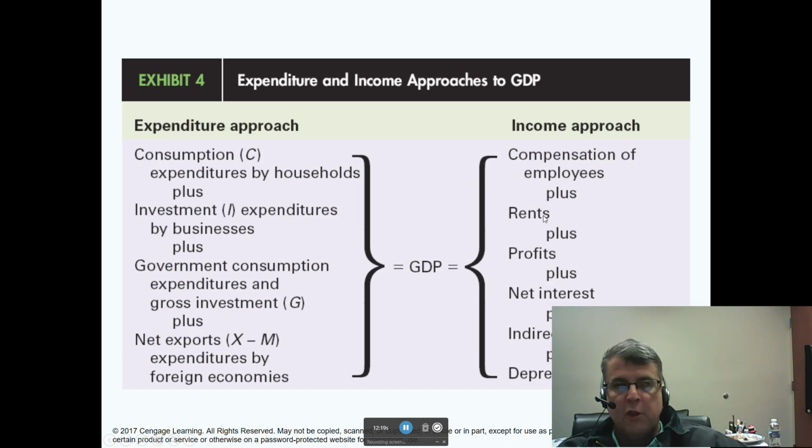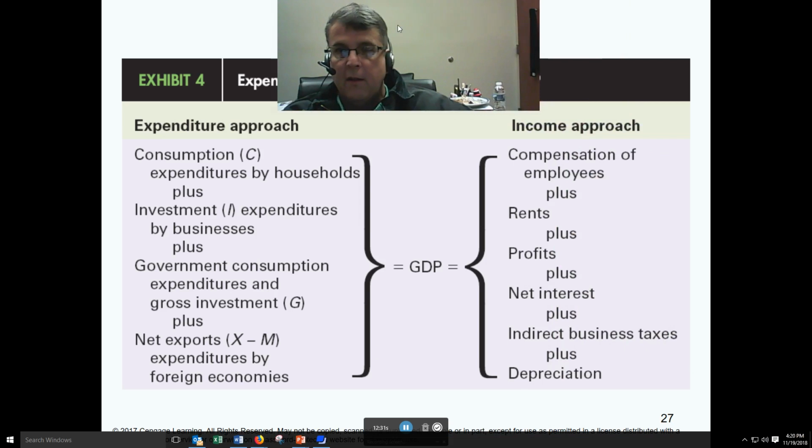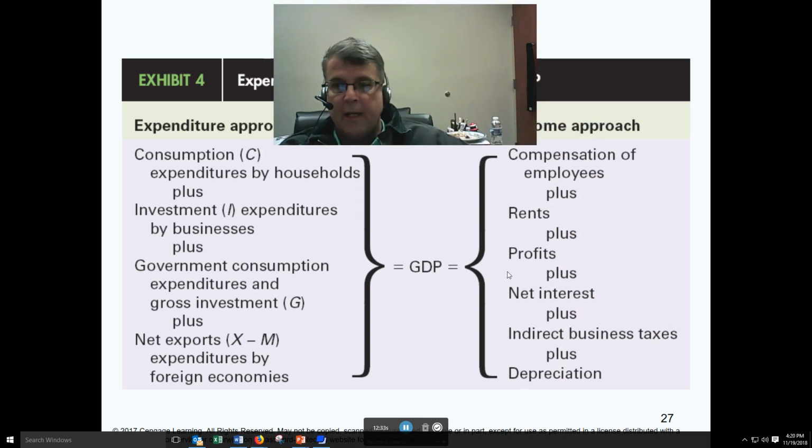These two approaches should be equal. C plus I plus G plus NX, net export, should equal W, R, pi, NI, indirect business taxes, and depreciation. Those should equal.